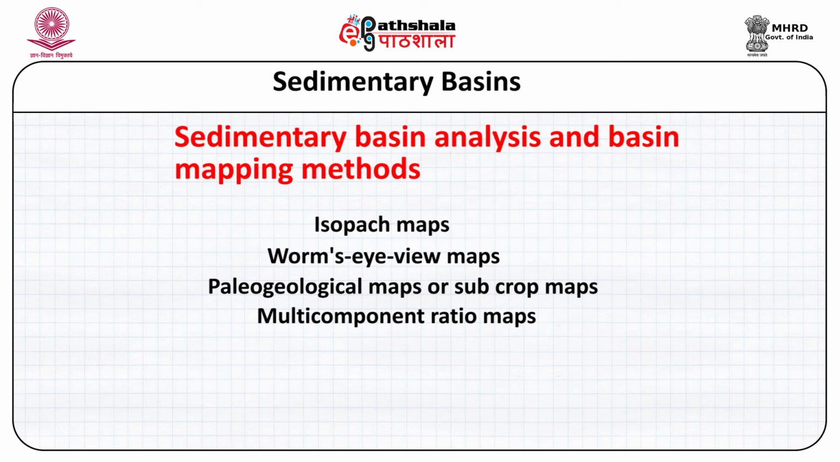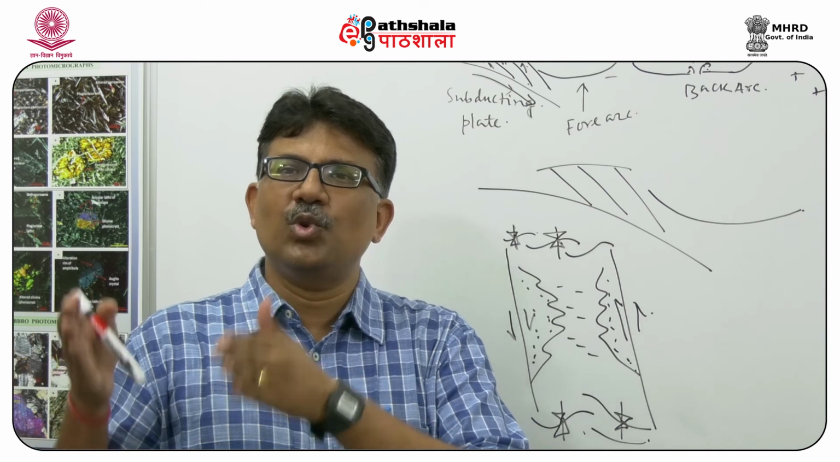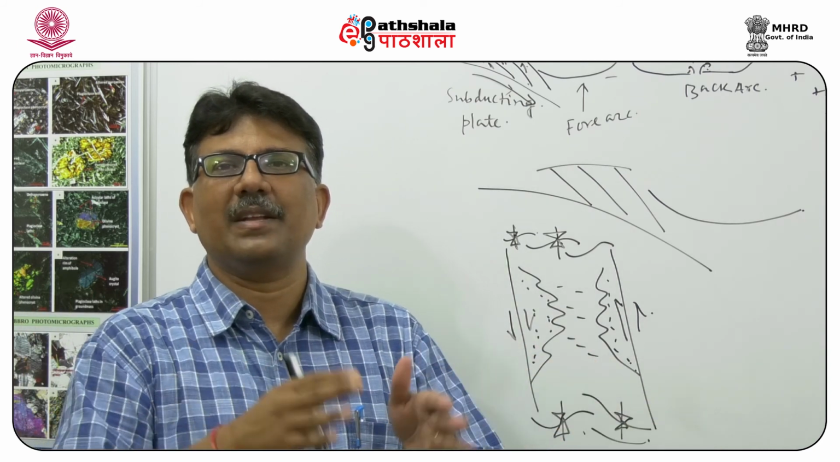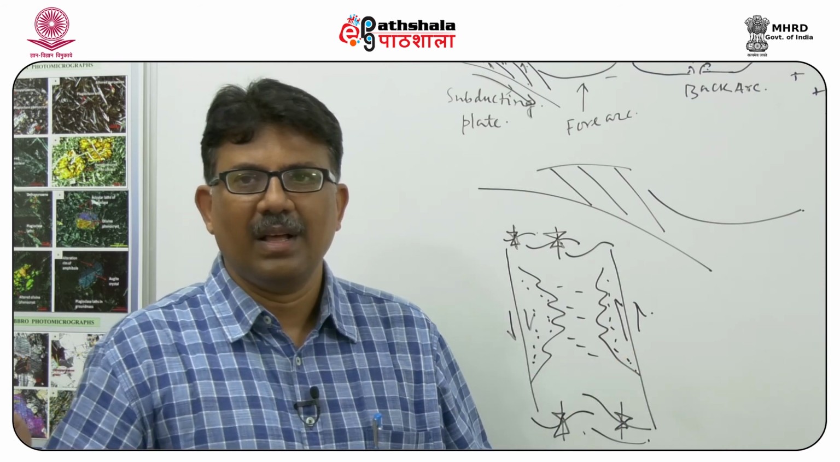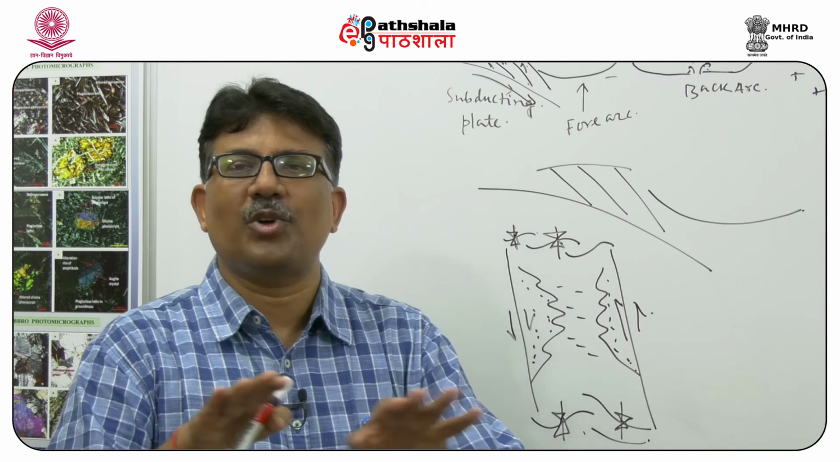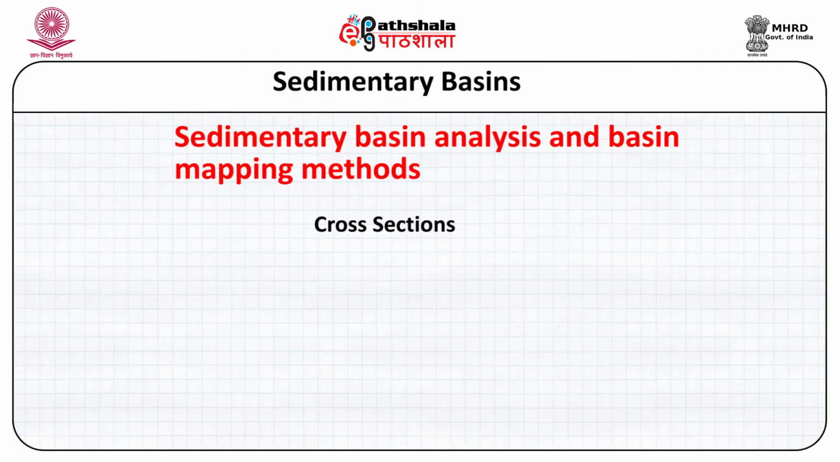We also discuss the lithofacies map. The lithofacies map also allows us to know what are the facies types that formed in the different kinds of settings. Now, there are two different kinds of cross sections that we also do. One is a master cross section, another is a stratigraphic cross section.